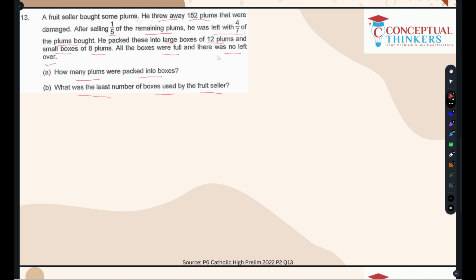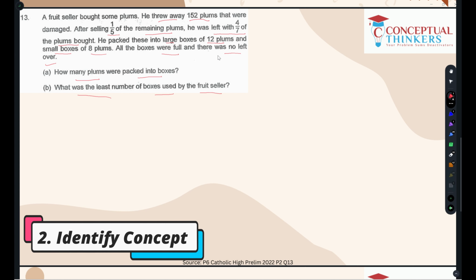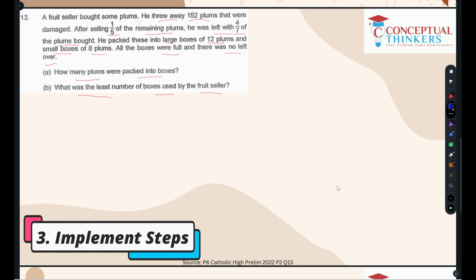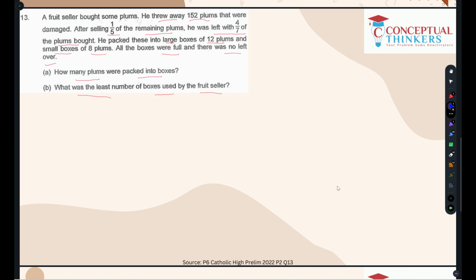With this, we can conclude that the concept they're trying to test is Part-Whole 2. So from here we already identified our concept by using these few key phrases. Let's start to implement the steps. For the Part-Whole 2 concept, we prefer to do model drawing, and this is how I will draw the model. I will first draw our 152 plants that were thrown away. Then we move on to the remaining.